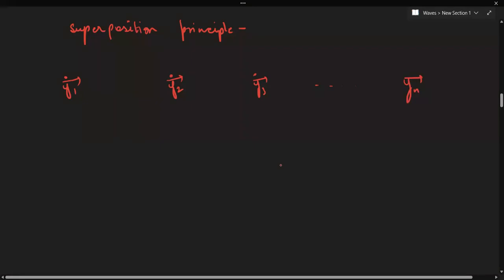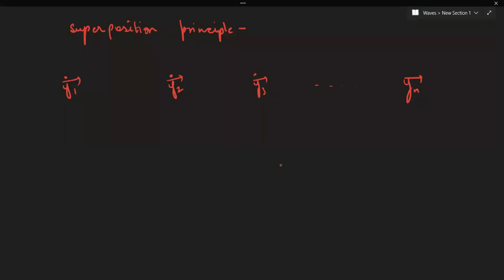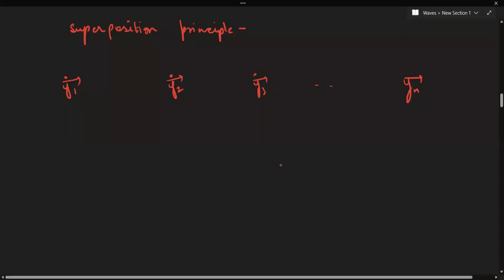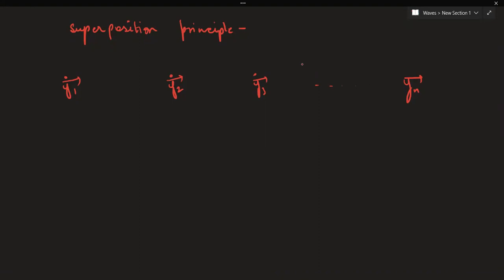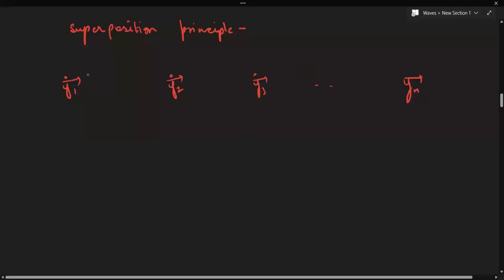Now see, if all of these waves combine together, whenever two or more progressive waves can travel simultaneously in a medium without affecting the motion of each other, we'll get a resultant displacement. So the resultant displacement of each particle of the medium at any instant is the vector sum of all the individual displacements.